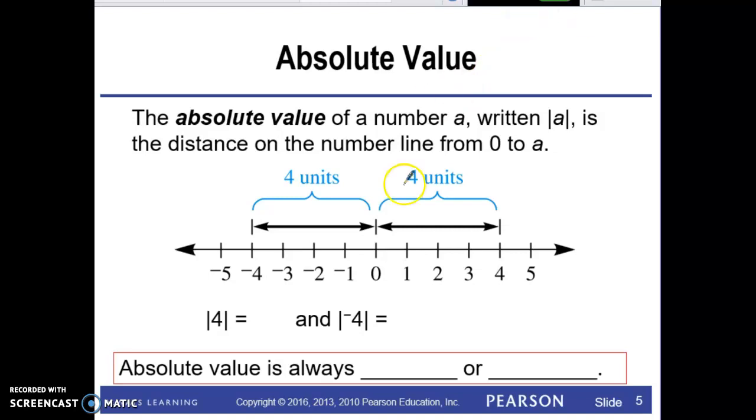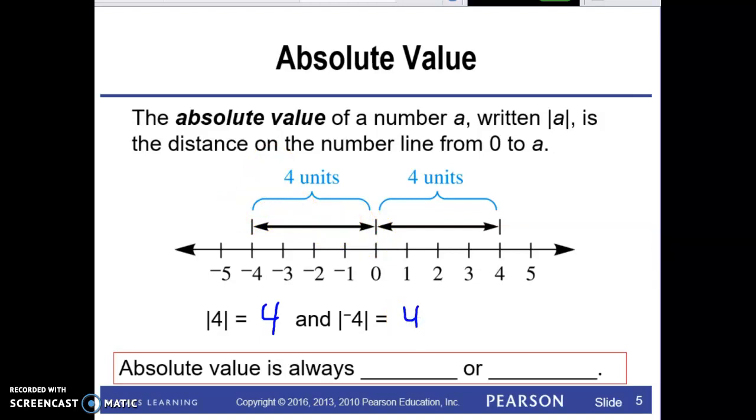So for example, absolute value of 4. That is really asking you how far away is the number 4 from 0. Well, if you measure, you can see that it's 4 units away, so that absolute value is going to be 4. The same thing with negative 4. If you ask this question, what you're really asking is how far is negative 4 from 0? What is that distance measurement? And if you look right here, the measurement to that is also 4.